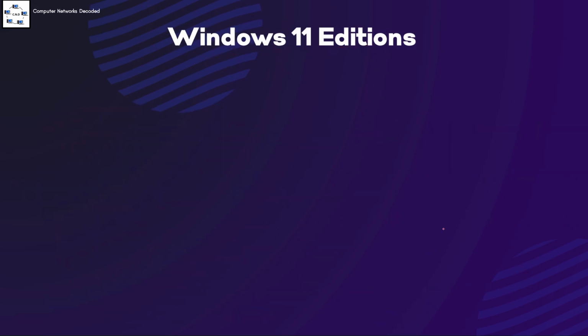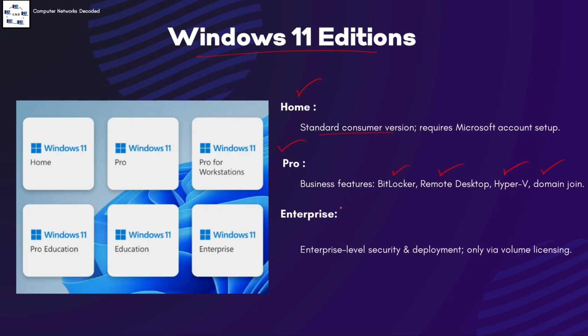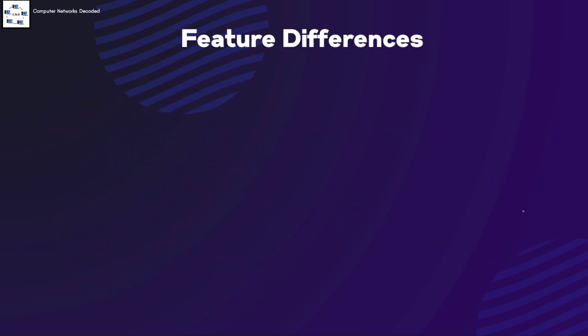So as you can see, as we are going from Home to Enterprise, the features and advancement in the edition are increasing. Now coming over to Windows 11 editions, again the first one is Home. So again this is the standard consumer version and it requires Microsoft account setup. Next is the Pro version, which includes business features such as BitLocker, remote desktop connection, Hyper-V, and domain join. And the next one is the Enterprise, which includes enterprise-level security and deployment, and it can be purchased only via volume licensing.